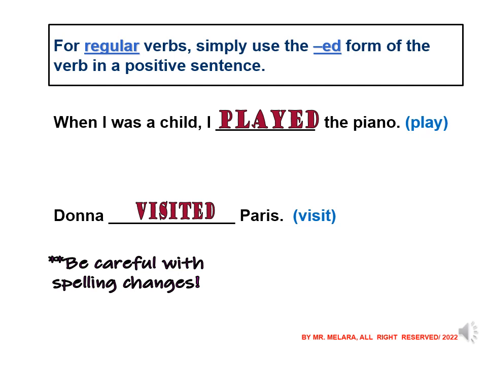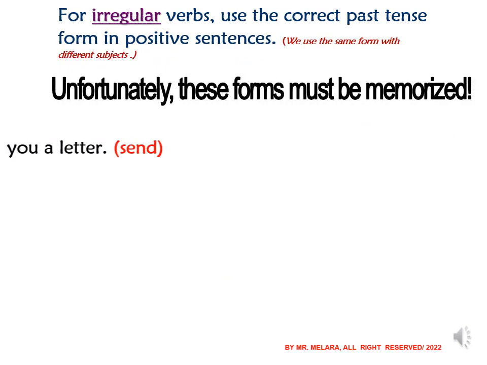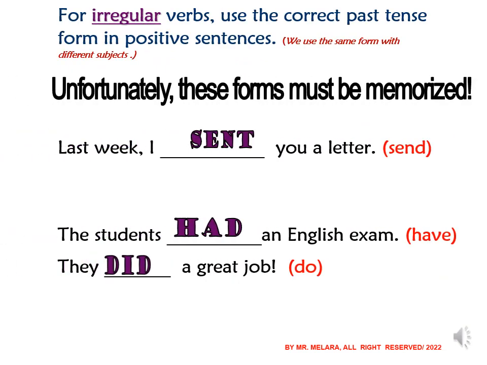For example, when I was a child, I played the piano. And Dana visited Paris. Be careful with this spelling, check. For irregular verbs, use the correct past tense.